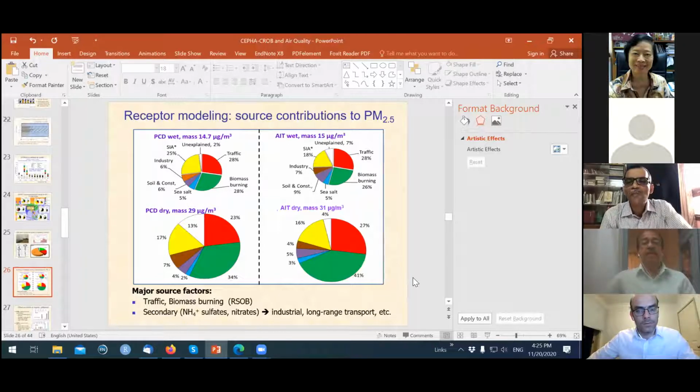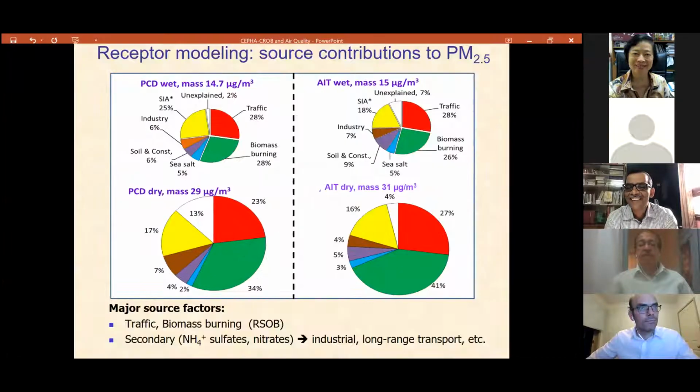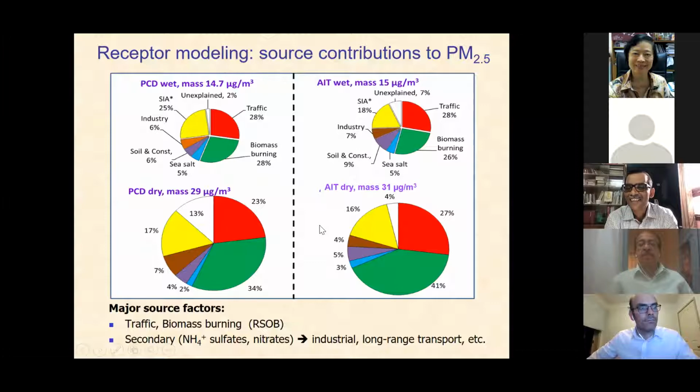The distance here, like you see my slide now, right? Mm-hmm. The PCD actually stays in the middle of Bangkok, okay? Mm. And AIT is in a suburb area. I wish that you could visit us next year to see it. So we are surrounded by agricultural fields. Okay, so with this you can see that the biomass burning in AIT is mainly the rice straw.